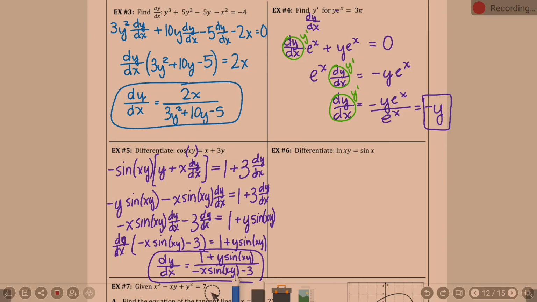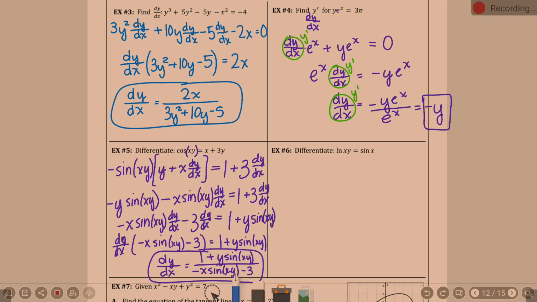Now, we have options here. I'm trying to decide. I don't know that one's easier than the other, honestly. Not really. What do you want to do?